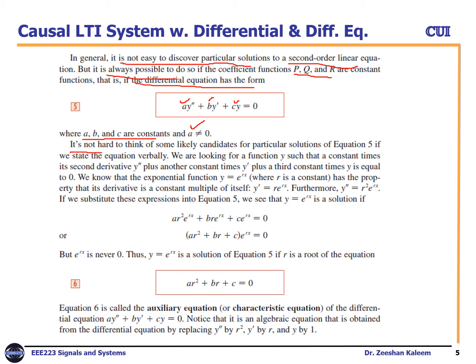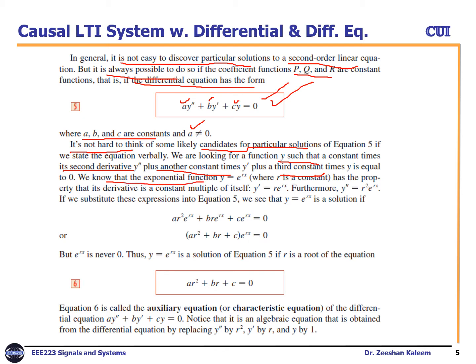So it is not hard to think of some likely candidates for a particular solution. Now we have to think what can be the solution of this differential equation. We are looking for a function y such that a constant times its second derivative, plus another constant b times the first derivative, plus a third constant c times y, is equal to 0.